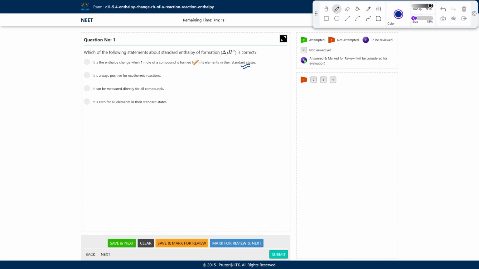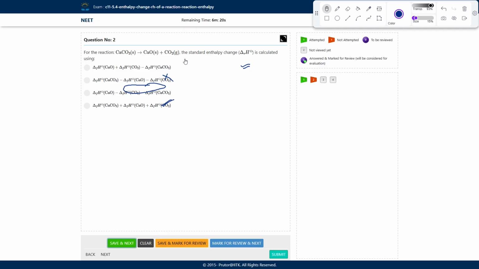Okay. So what would you say for this question? First of all, the second statement is absolutely incorrect. It is never positive for an exothermic reaction. It is negative for an exothermic reaction. It can be measured directly for all compounds? No, it is not correct. You have to use the equations. Then, it is the enthalpy change when 1 mole of a compound is formed from its elements in their standard state. Is it correct? Yes, it is correct. It is 0 for all elements in their standard state. So the correct answer will be the first one.